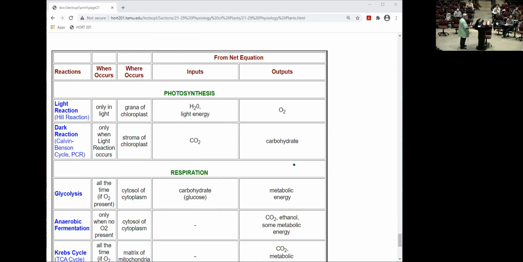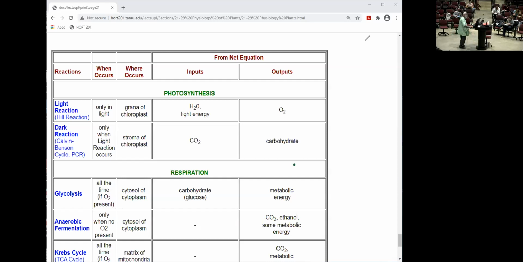I want you to know the net equation for photosynthesis. Everything on the left side of the equation is called an input. Everything on the right side of the equation is called an output. I want you to know where every input is used and where every output is produced. I want you to know the name of the reaction that uses it or produces it, and where that reaction occurs inside the plant. And that table summarizes everything for you.